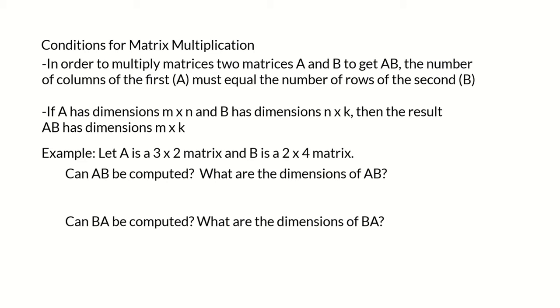In order to multiply two matrices A and B to get AB, the number of columns of the first, which is A, must equal the number of rows of the second, which is B. If this condition is not met, we cannot multiply the two matrices.